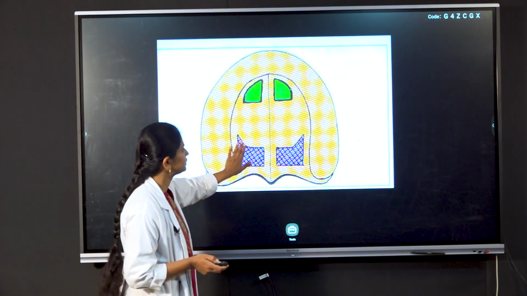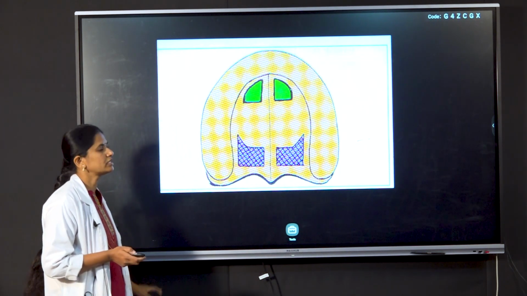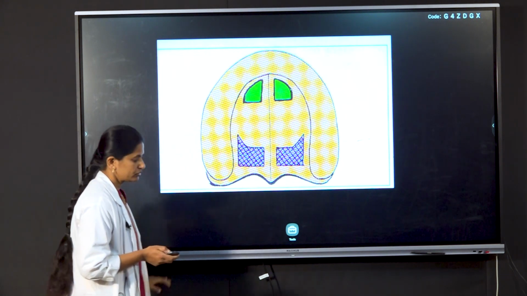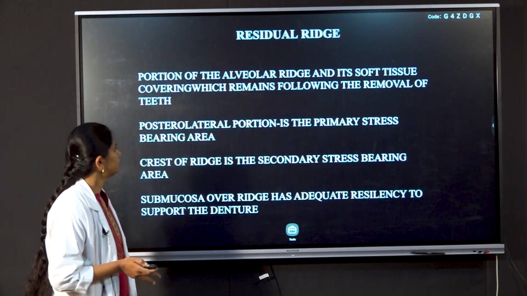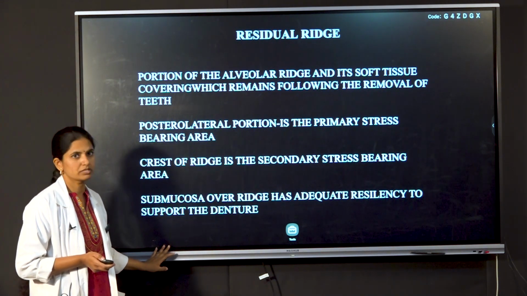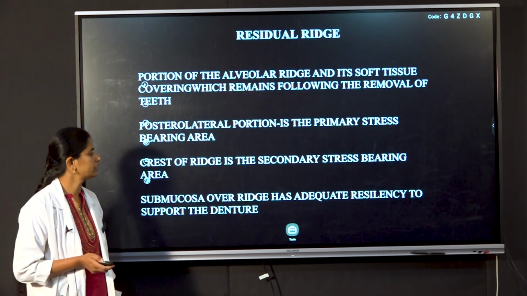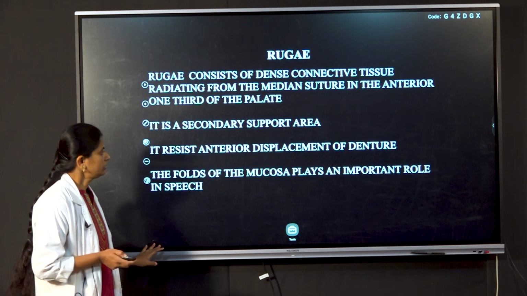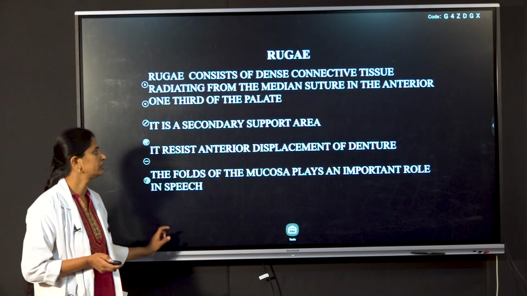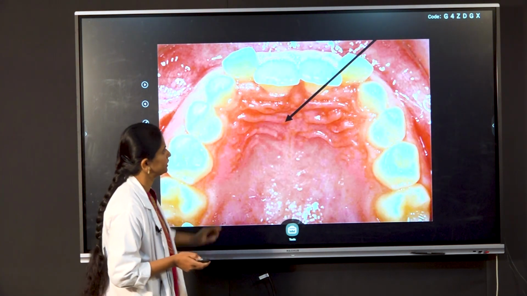These are the horizontal shelves of the hard palate. And this is the rugae area. Rugae is called a secondary stress-bearing area. Why? Because it is slightly angulated to the forces. It resists the lateral forces. And slopes of the residual ridge are also considered a secondary stress-bearing area because they are angulated to the forces and resist the lateral forces. Rugae is a secondary stress-bearing area, and it aids in speech. The dense mucosa aids in speech. These are the folds of the rugae.